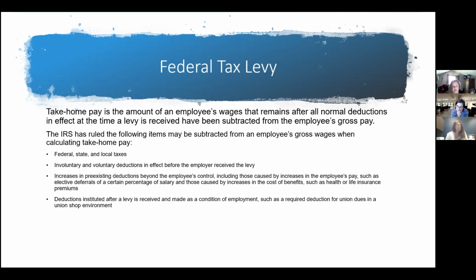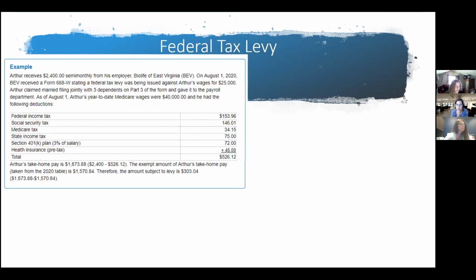So if your health insurance cost goes up, you can go ahead and take that amount before you determine the amount of the federal tax levy to be withheld. Also, deductions instituted after a levy is received and made as a condition of employment, such as a required deduction for union dues or something like that. So this is a deduction that is required, but may come into play after the levy is received.